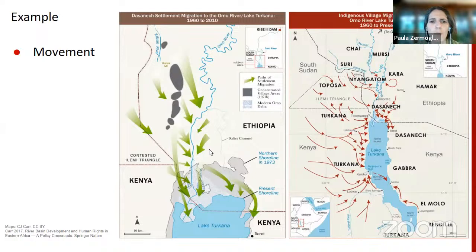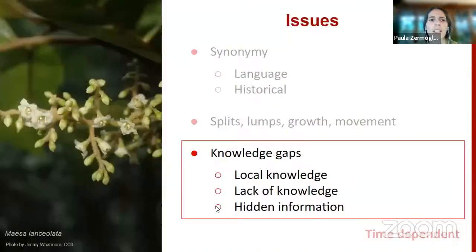If we were talking about the places where they have their settlements, over time, the places where they were able to put those settlements are different. So if we were talking specifically about the lake, the georeference would be different. And if we're talking about the settlements, it would also be different due to that movement and also affected by the movement of the lake itself. So these are just examples of splits, lumps, growth, movement, so that we can keep it in mind.